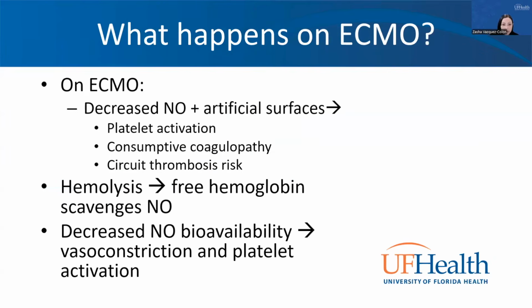Now, what happens with nitric oxide when a patient is placed on ECMO? As we know, when blood contacts the ECMO circuit, it encounters a non-endothelial surface, and that leads to an inflammatory response. And there's also high shear stress and hemolysis related to it. All these actions lead to a disruption of the normal nitric oxide biology that we just discussed, and a decrease in bioavailability of nitric oxide in the body. This decrease in nitric oxide bioavailability contributes later to platelet activation, consumptive coagulopathy, and circuit thrombosis risk, which ultimately also leads to vasoconstriction in the body.